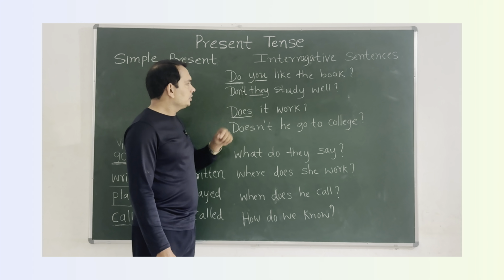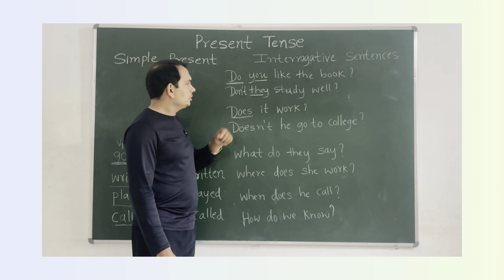We can't use doesn't. In this question, you can see we have used the word does and doesn't because the pronoun in this sentence is he. Here it is it. Does it work? Doesn't he go to college? We can also say, doesn't she go to college? But we can't say, doesn't you go to college? We say, don't you go to college?